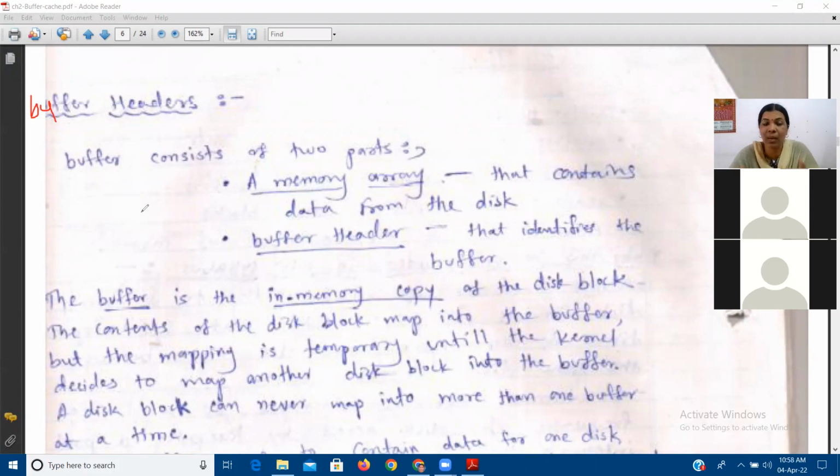एकापेक्षा जास्त बफर आहेत त्यामुळं आपल्याला बफर आयडेंटिफाय करायचं आहे. So each buffer should be identified uniquely. So for identification purpose, we require the header. So each buffer is having its own header. प्रत्येक बफरला त्याचा हेडर आहे.